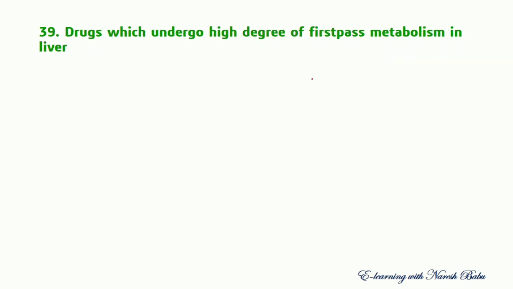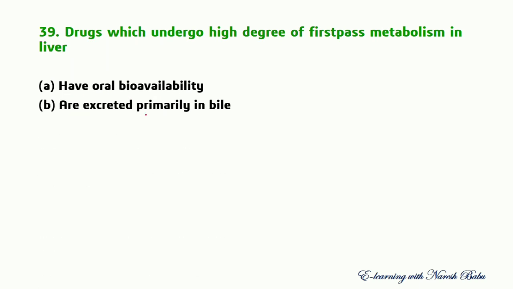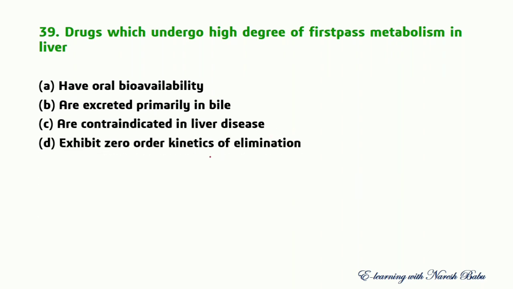And next, drugs which undergo a high degree of first pass metabolism in the liver. Which drugs are highly undergoing first pass metabolism in the liver? They have low oral bioavailability, are excreted primarily in bile, are contraindicated in liver disease, or exhibit zero order kinetics of elimination. So the drugs with high first pass metabolism are mostly the ones undergoing first pass metabolism in the liver.